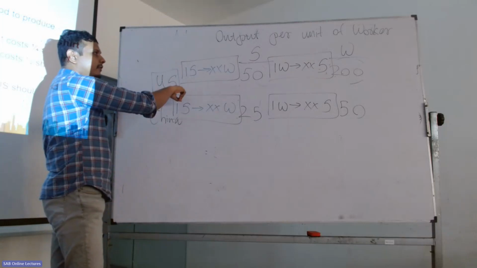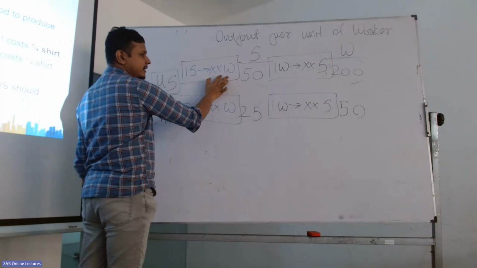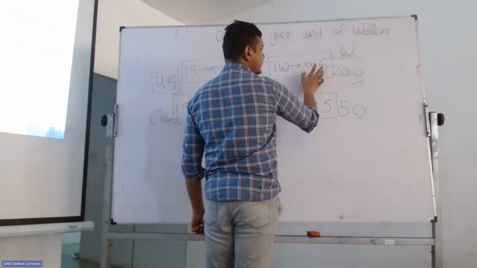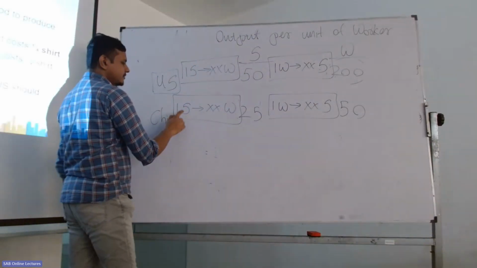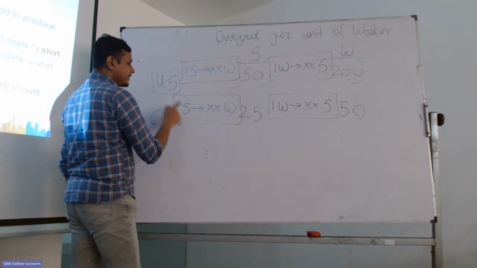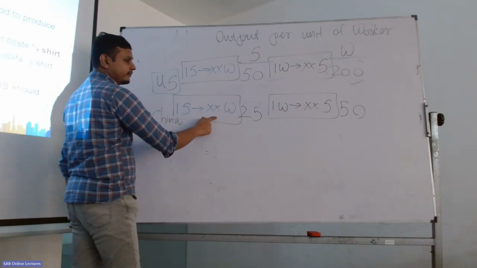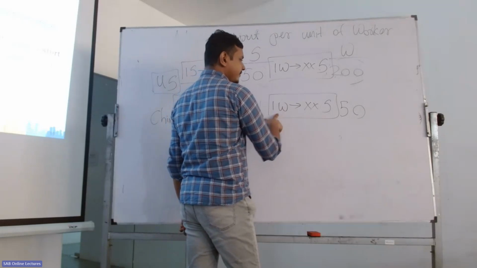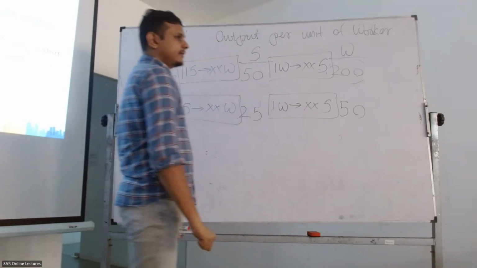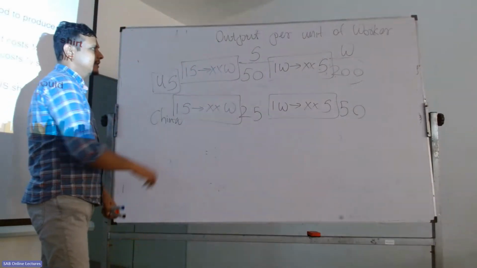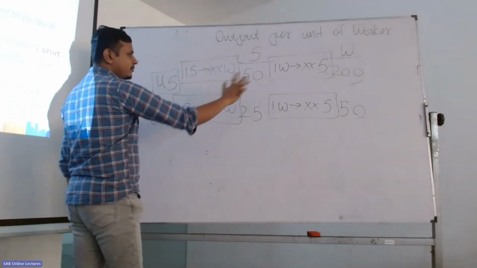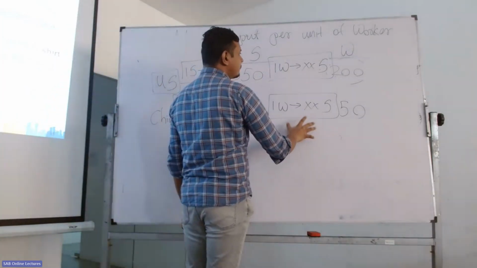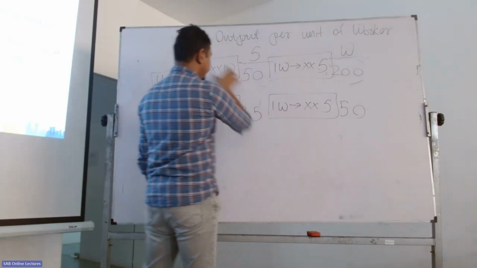To produce 1 unit of shirt, the US has to sacrifice this much of bushels of wheat. To produce 1 bushel of wheat, the US has to sacrifice this much of shirts. Similarly, to produce 1 shirt, China has to sacrifice this much of bushels of wheat. To produce 1 bushel of wheat, China has to sacrifice this amount of shirts. That is what we identify by the opportunity cost. These numbers will show the opportunity cost of producing each commodity in the two countries.